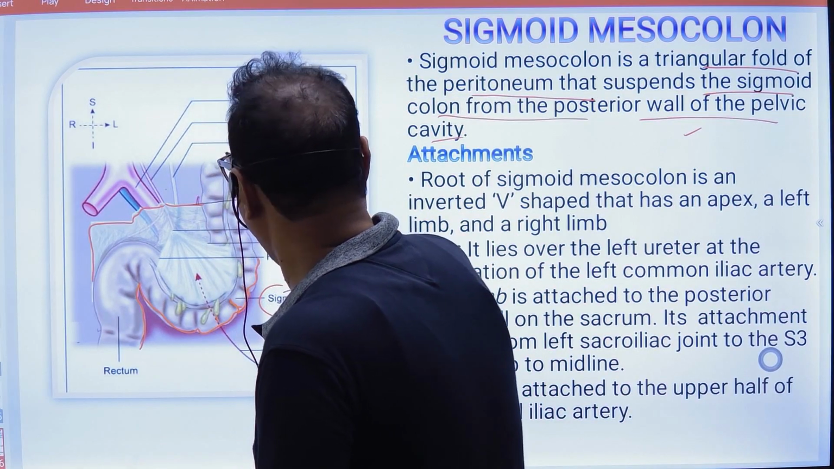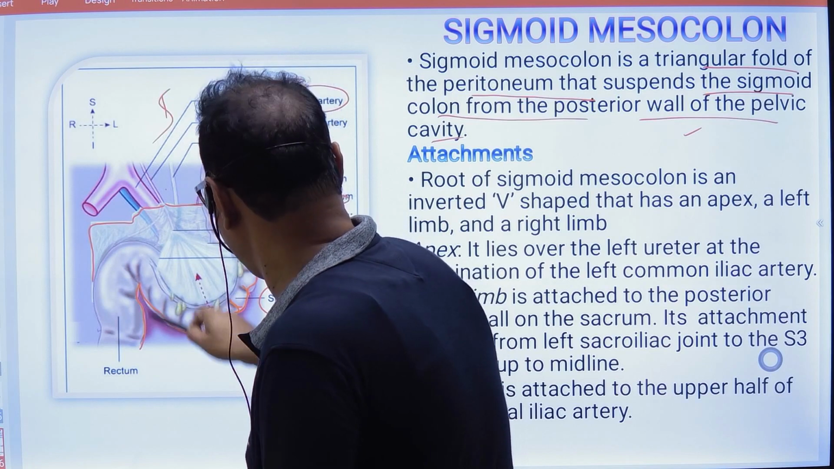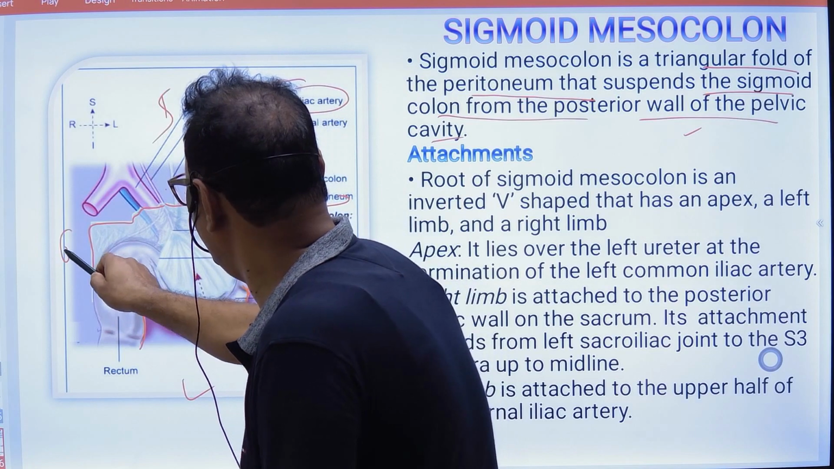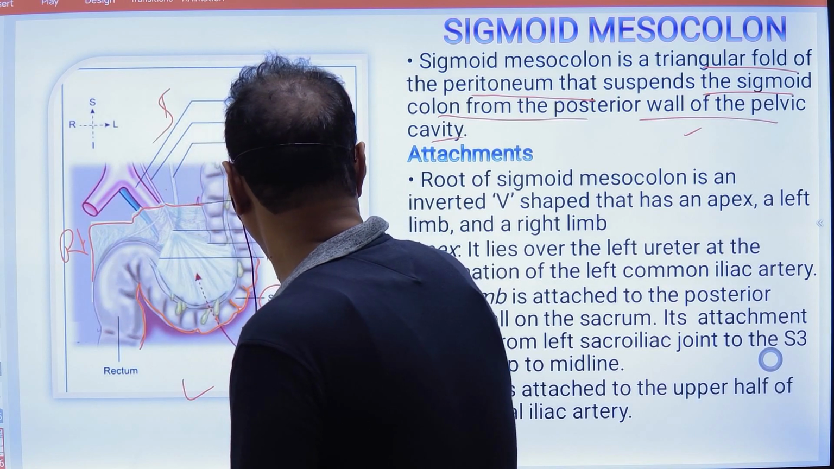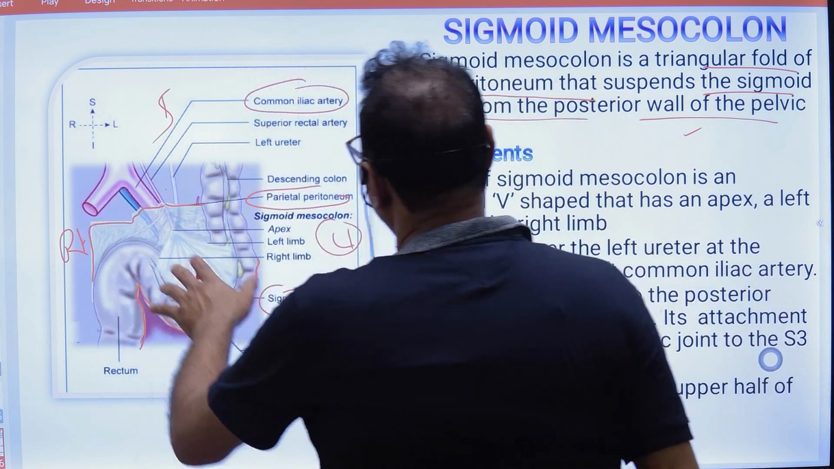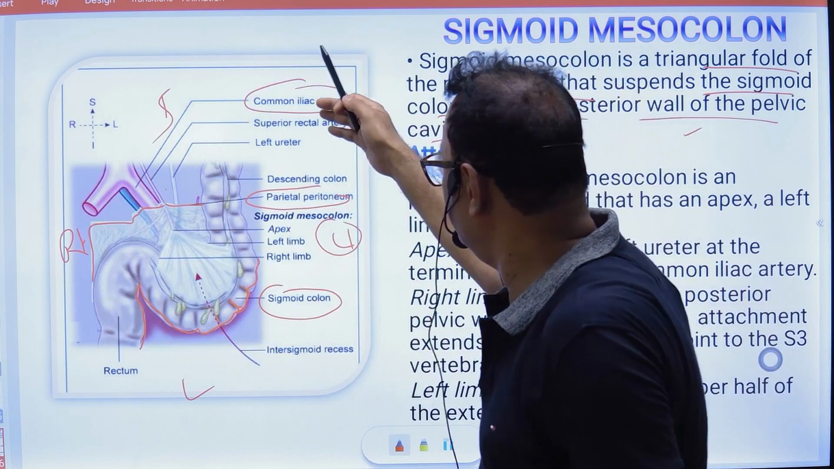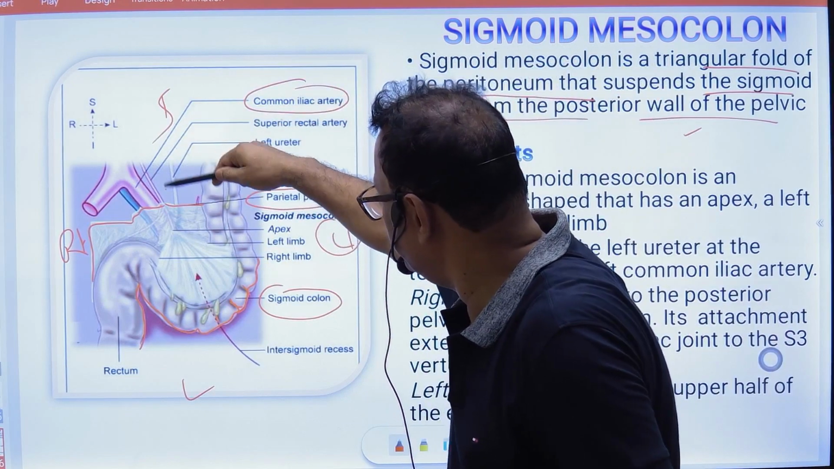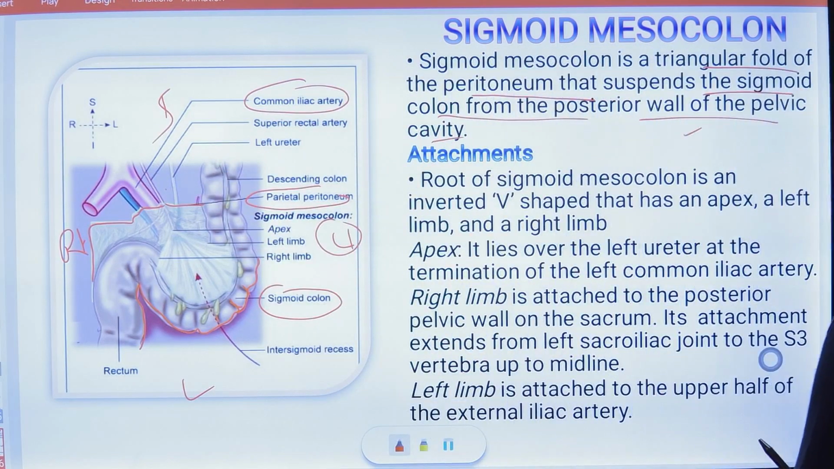This is the superior one. Of course, this is the inferior one. We have the right side over here and the left side over here. But these structures, the sigmoid colon, the common iliac artery, the superior artery, and the ureter which you are seeing, are all posterior.